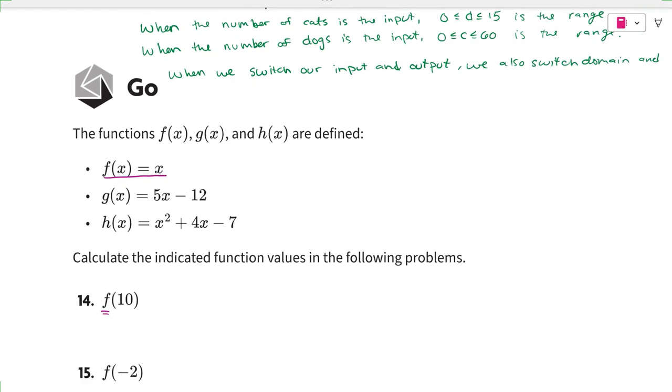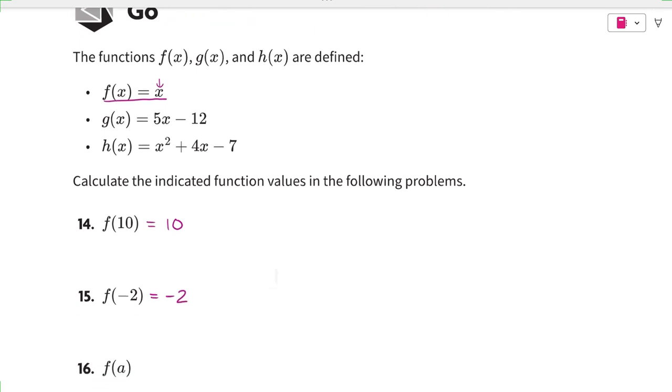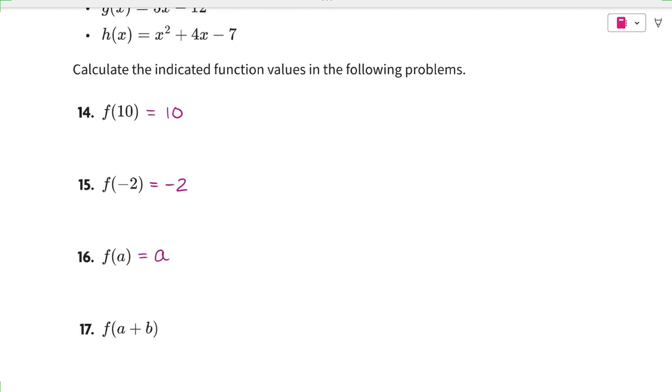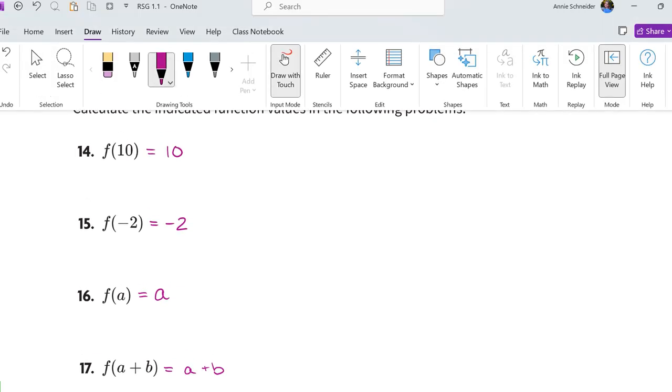So I see f. Now notice the output of f of x is whatever is equivalent to the input. So if our input is 10, our output is also 10. Nice, quick, and easy, and that one's done. Here our input is -2, so it's going to have an output of -2 as well. Here, f of a, our input is a, that means our output is also a. f of a plus b, well, a plus b is our input, so a plus b is our output. So for those ones, there really wasn't much algebraic manipulation.